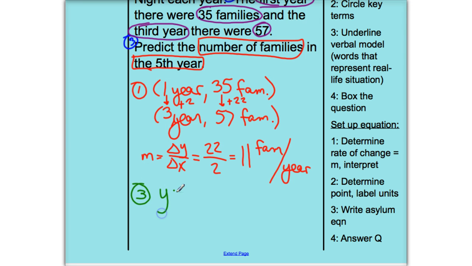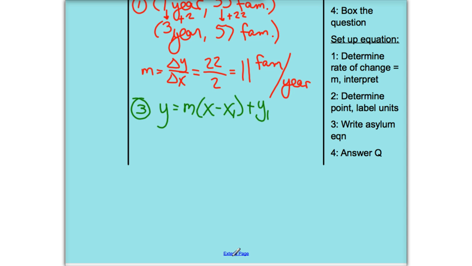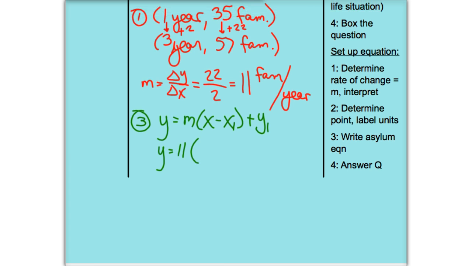Write the equation. Choose either point you want to, substituting my slope. And I like to choose the point with smaller numbers. So I'm going to choose my first point. The 1 is going in and becoming opposite. And the 35 is going on the outside and staying normal.